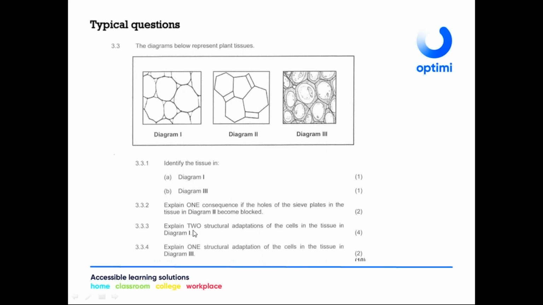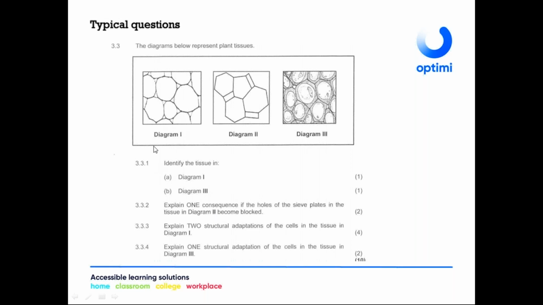Explain two structural adaptations of the cells in the tissue in diagram 1, which is the parenchyma.